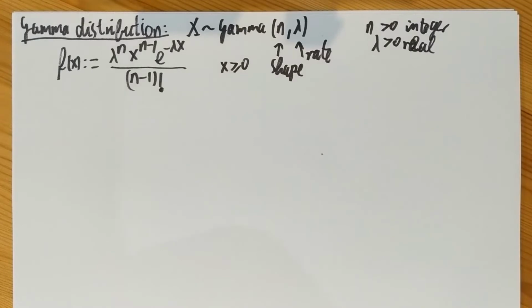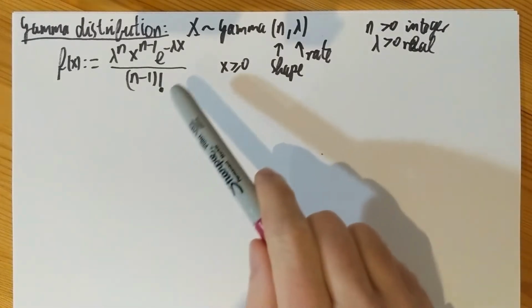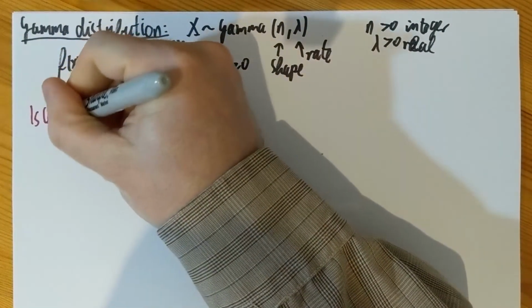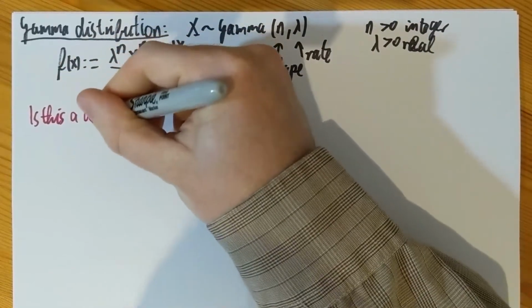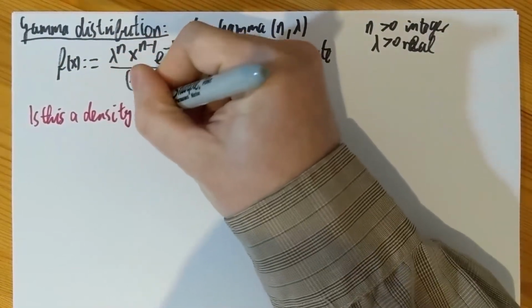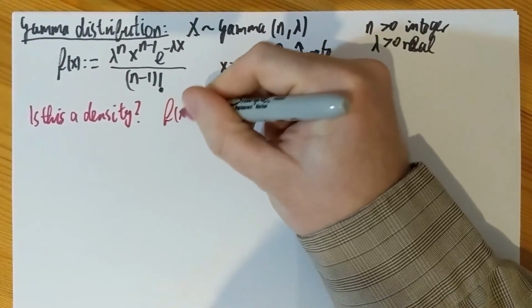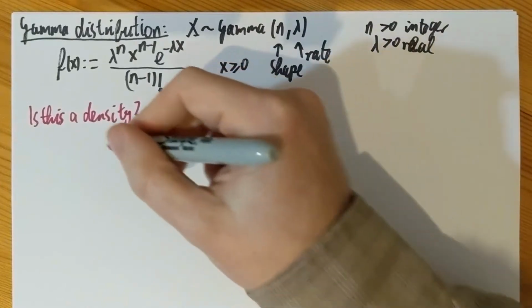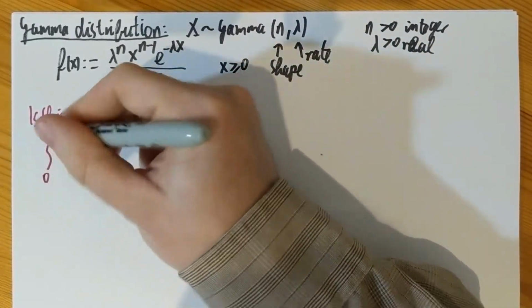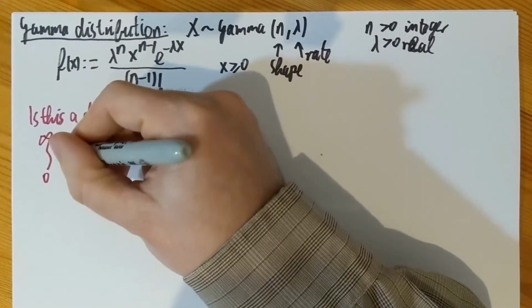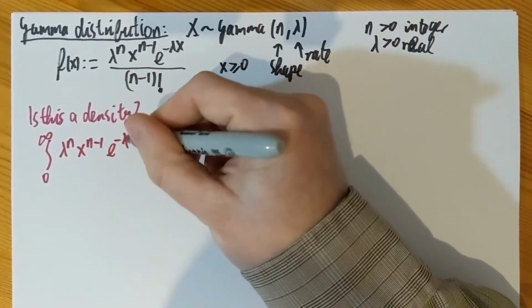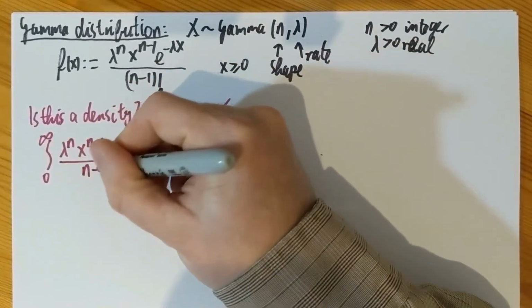And to see that, the thing you have to do is to check that this is non-negative. Okay, so is this a density? Probability density function. And the thing you check is that it's non-negative. Well, of course it's non-negative, nothing here is negative. The other thing you check, of course, is the integral from 0 to infinity of this function, lambda to the n, x to the n minus 1, e to the minus lambda x over n minus 1 factorial.